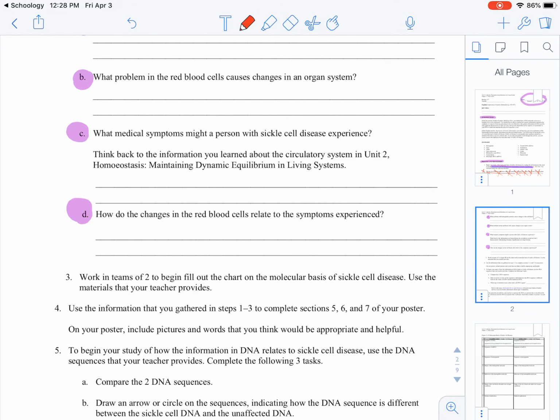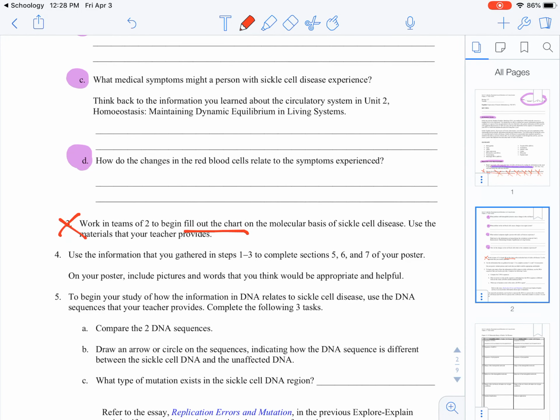All right, so here we are going to fill out the chart, but you're not going to work in teams of 2. All right, and then there is a mistake here, and that says poster right here and poster right here. That is the chart or the table, okay? And in that chart or the table, you only need to fill out these steps on that table.